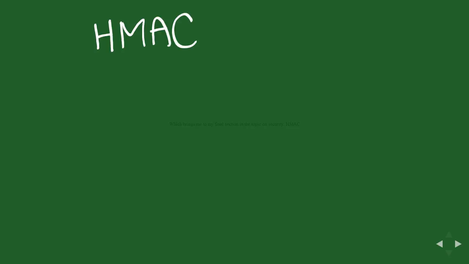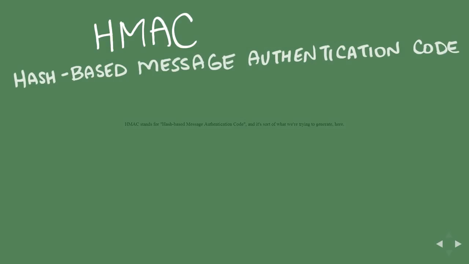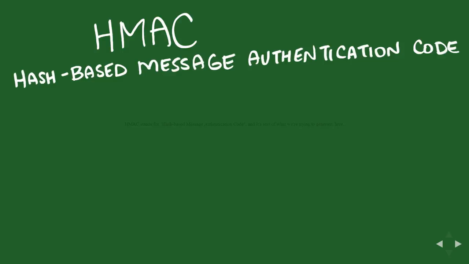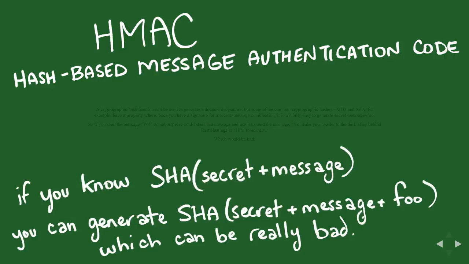Which brings me to my final section in this topic on security, HMAC. HMAC stands for Hash-Based Message Authentication Code, and it's sort of what we're trying to generate here. A cryptographic hash function can be used to generate a document signature, but some of the common cryptography hashes, like MD5 and SHA, for example, have a property where, once you have a signature for a secret plus message combination, it's trivially easy to generate secret plus message plus foo. So if you send the message "yo", somebody else could steal that message and use it to send the message "yo, take your wallet to the dark alley behind East Hastings at 11 p.m. tomorrow." Vancouver joke. Which would be bad.